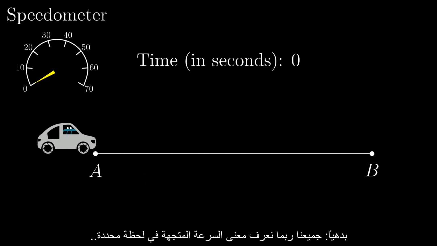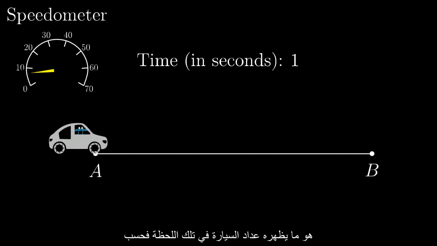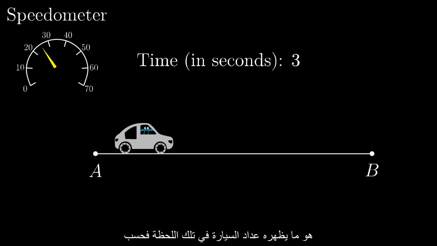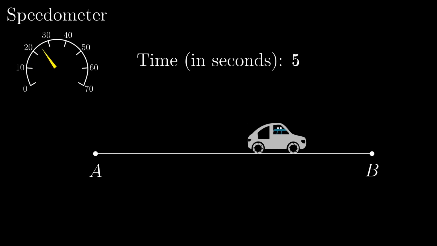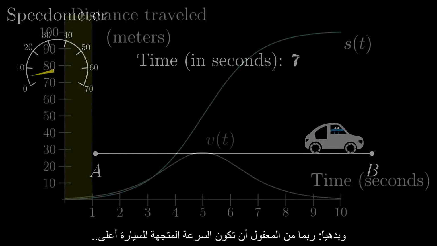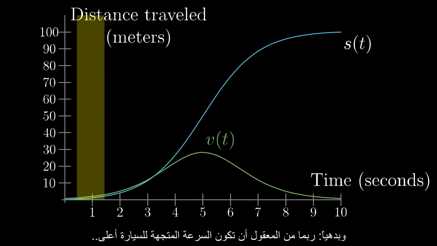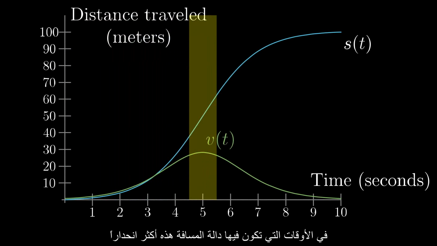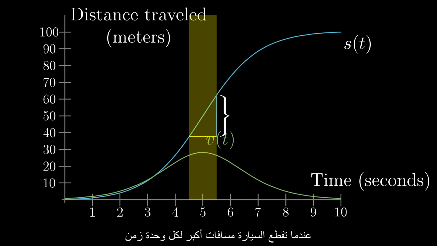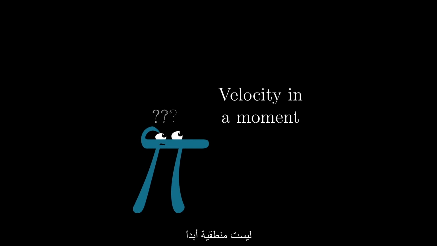Intuitively, we all might know what velocity at a given moment means. It's just whatever the car's speedometer shows in that moment. And intuitively, it might make sense that the car's velocity should be higher at times when this distance function is steeper, when the car traverses more distance per unit time. But the funny thing is, velocity at a single moment makes no sense.